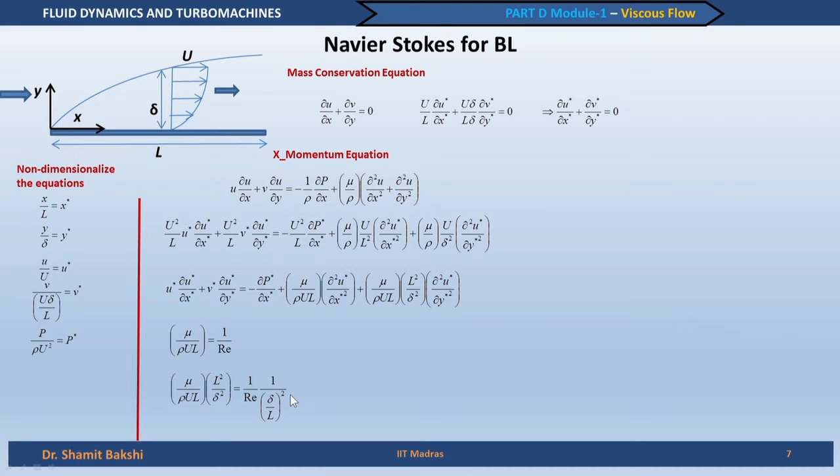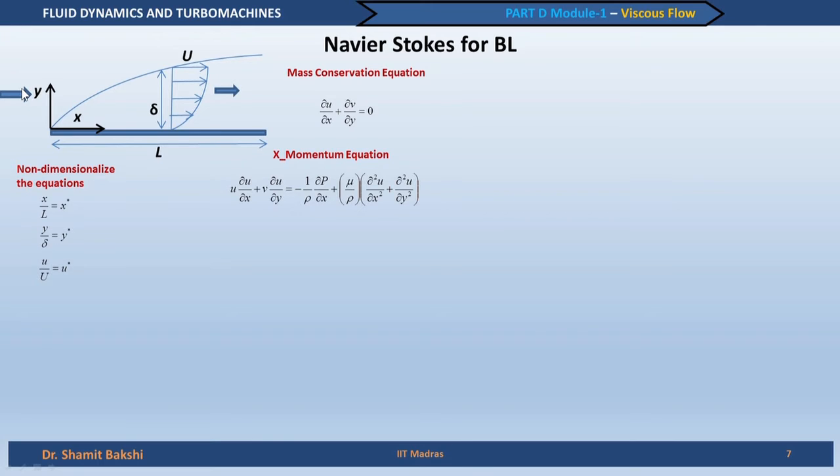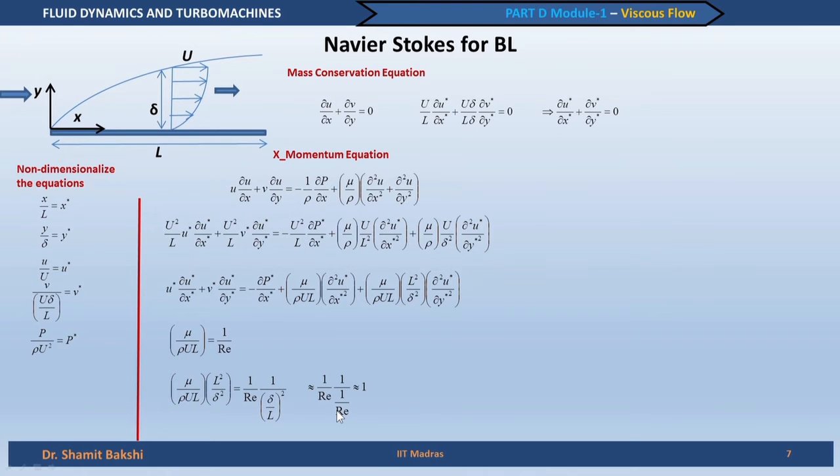What is delta by L square? If you remember our last lecture, we derived an expression for delta in terms of x. So, delta by x is basically proportional to 1 by square root of RE. So, delta square by x square is 1 by RE, or delta square by L square is actually 1 by RE, where RE is defined with respect to the length scale capital L. So, we can use that here. If you use the von Karman relationship, then it is 5.48 by RE.